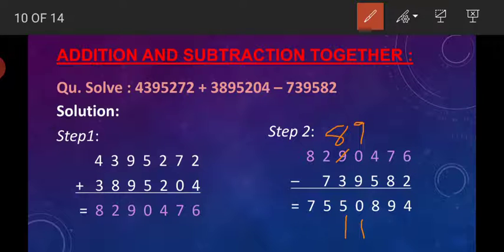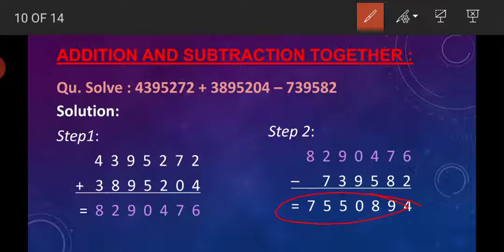Now come to the previous digit. So 2 minus 7 we can't subtract, so we have to borrow from its previous digit. So it becomes 12, and its previous digit becomes 7. So 12 minus 7 is 5, and 7 minus 0 is 7. So this is the required difference.